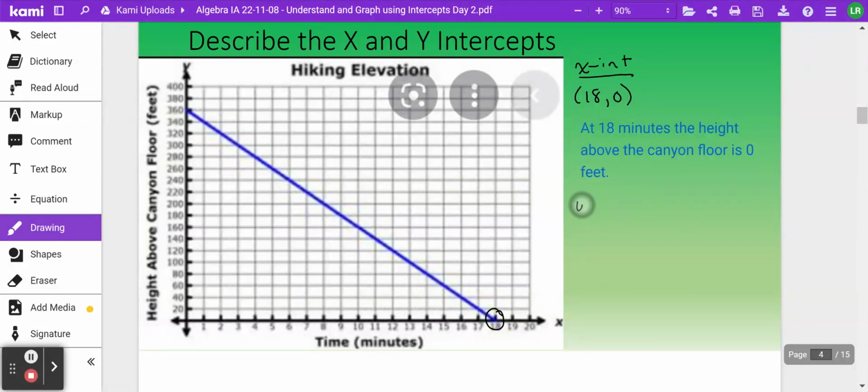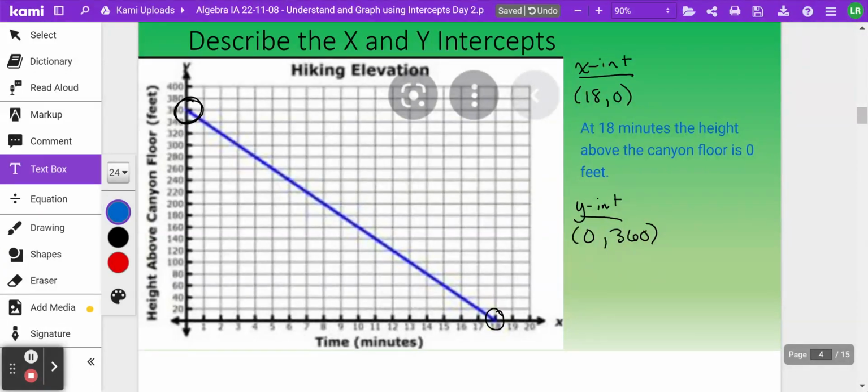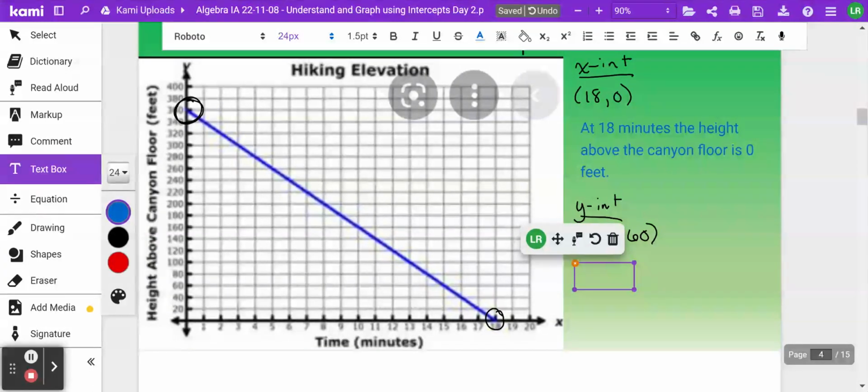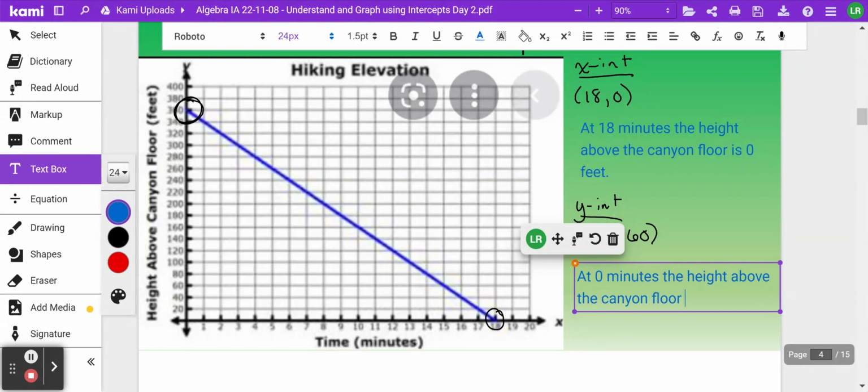Our y-intercept is right here, and that would be 360. So (0, 360). Again, remember we talked, you got to use those parentheses on those. Okay, and then we can give our description: at 0 minutes, the height above the canyon floor is 360 feet.